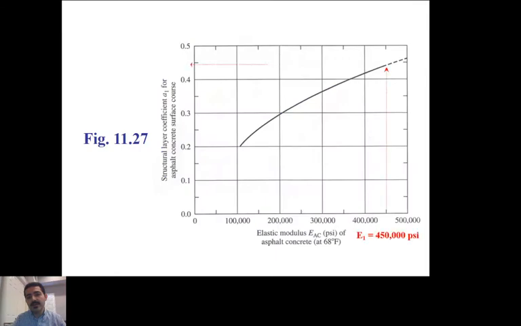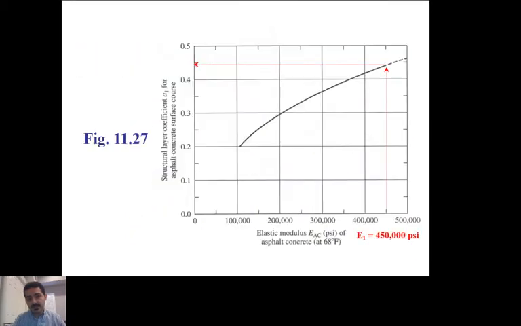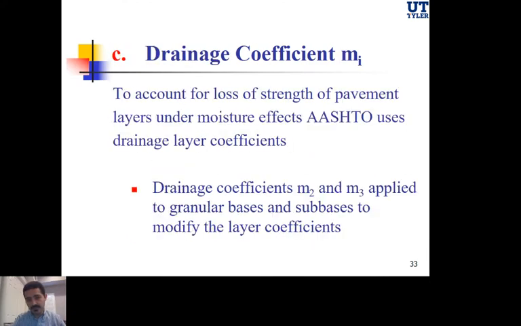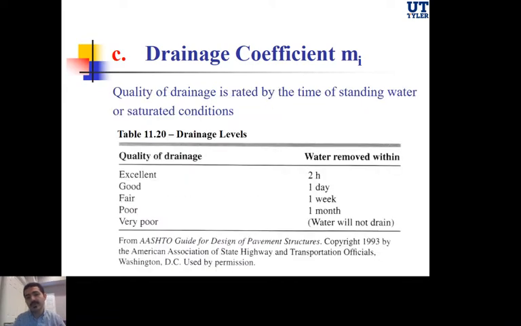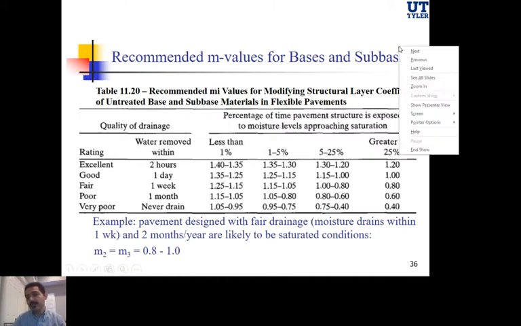And again, we got the layer coefficient for the flexible pavement using this graph right here, and we did get the a2 and a3, which are the layer coefficients for the second and third layer, from the equations that I showed you here. We finished last time with the drainage coefficients. We got to know that drainage coefficients get assigned to the second and third layer. That's why we have an m2 and m3, and we got to pick those from this example right here.